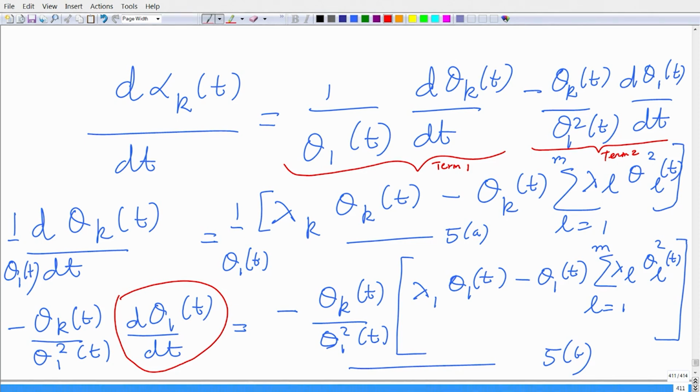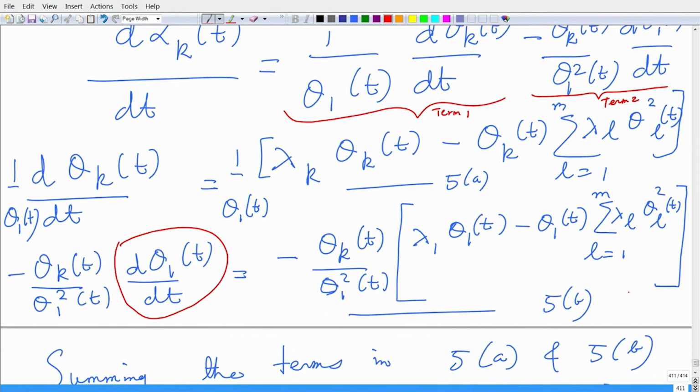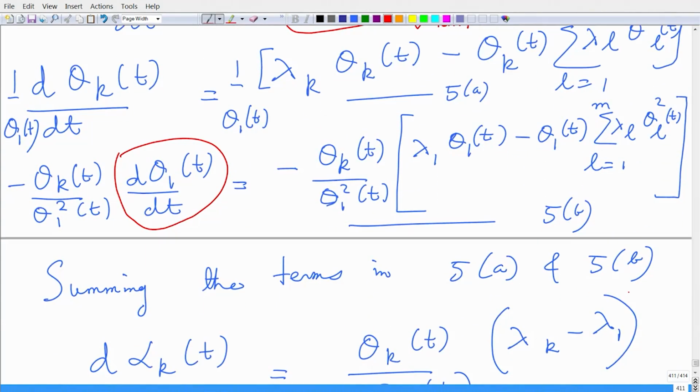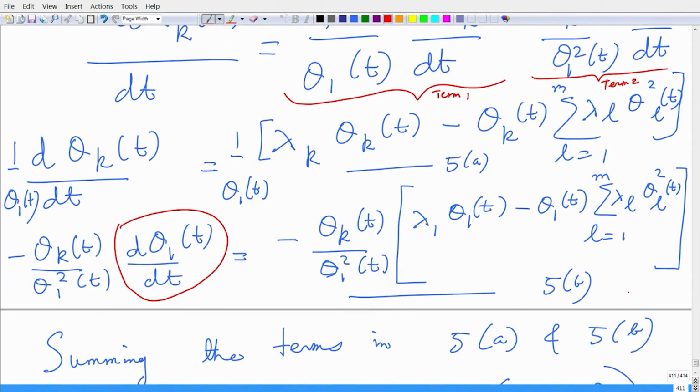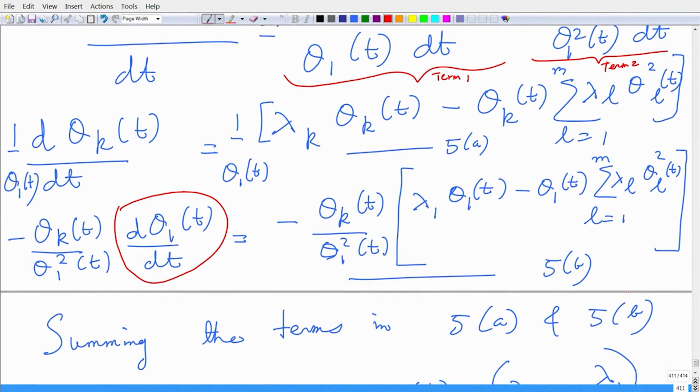Okay, this is nothing but k equals 1, I have lambda 1, k equals 1, I have theta 1, and I just take this forward, and the last summation l equals 1 to m remains as is. Now, let us see how this can be simplified. So, basically I sum the terms in equations 5a and 5b.